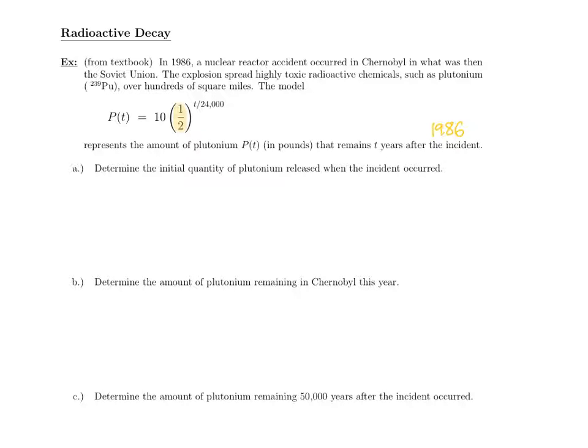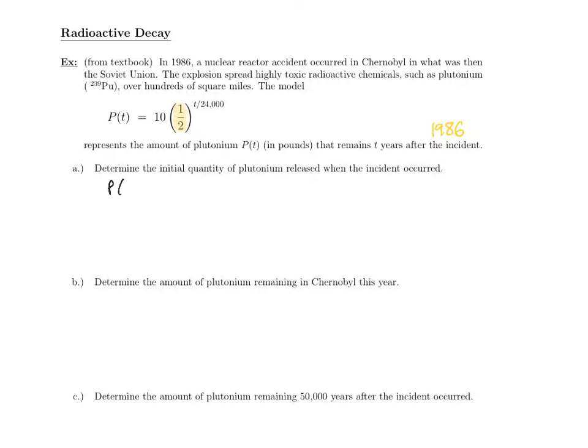1986. So this isn't just T is meaningless. It's a certain random number of years. It's years after 1986. So when T is 1, it's 1987. When T is 4, it's 1990, etc. So if we want to figure out the initial amount of plutonium released, then that is when T is 0. That's 0 years after the incident.